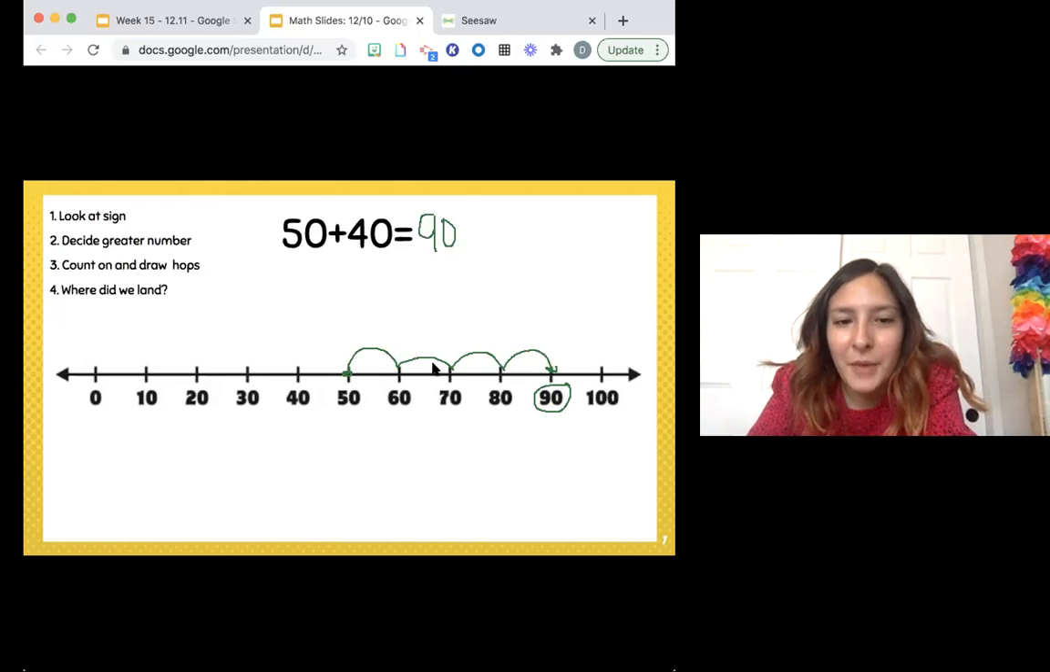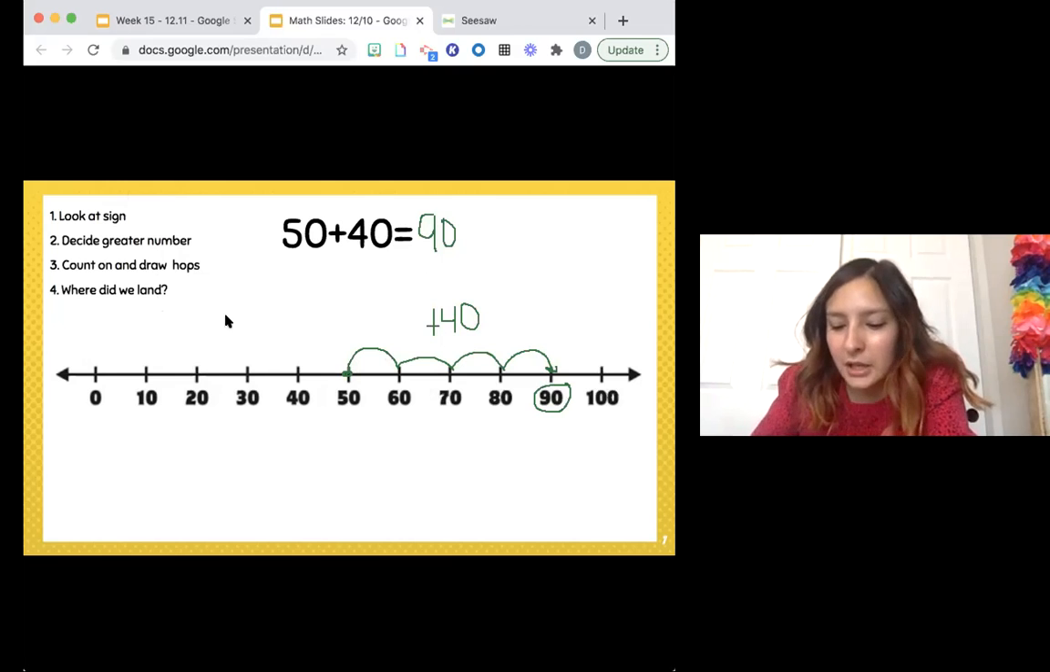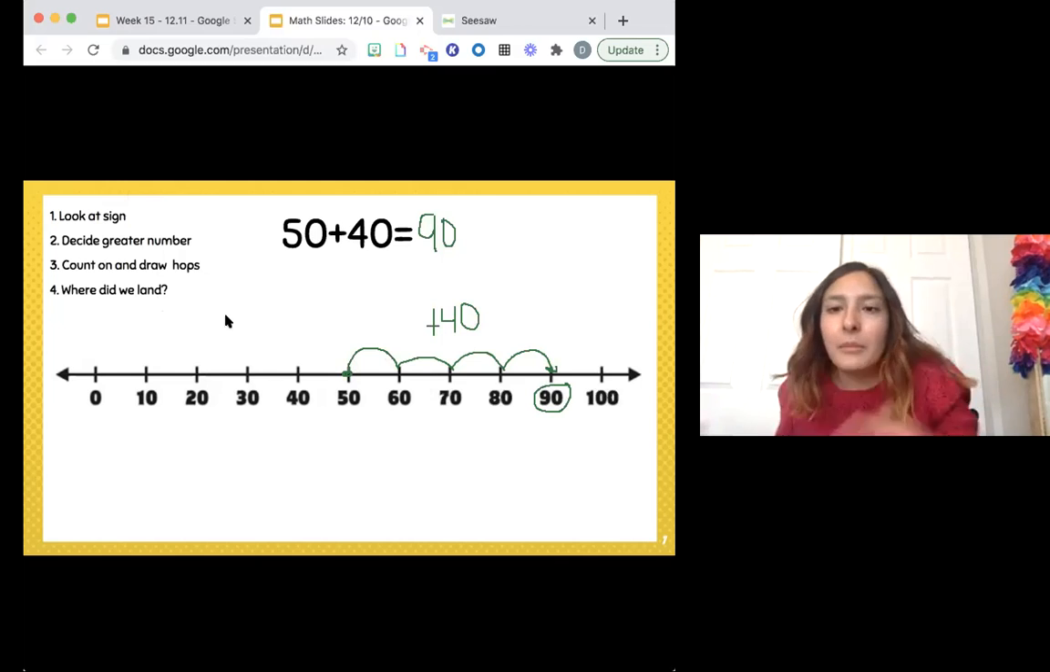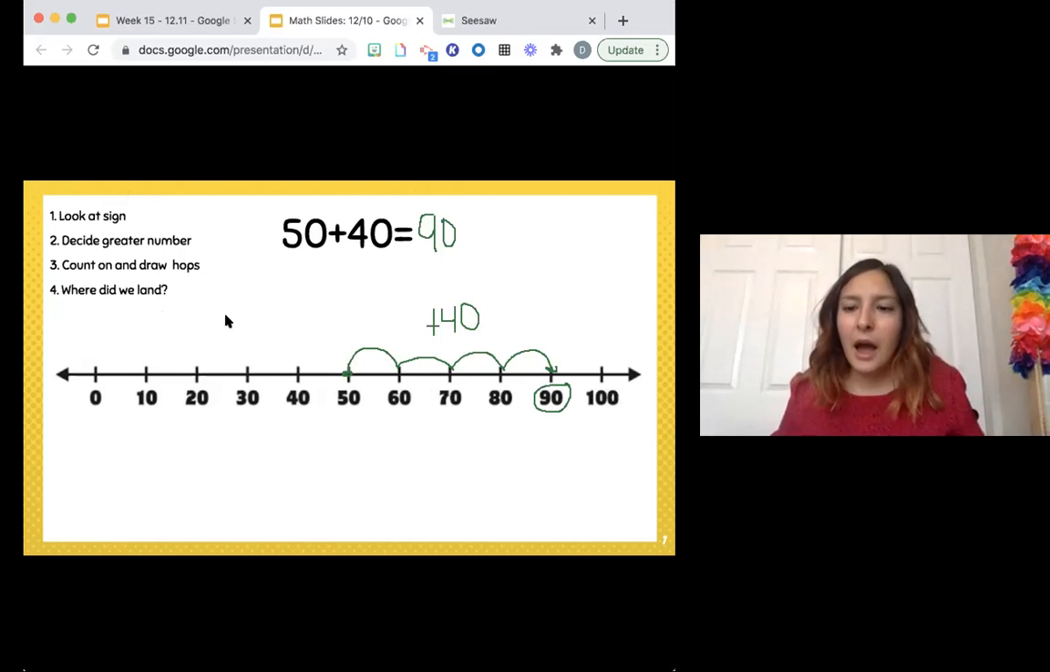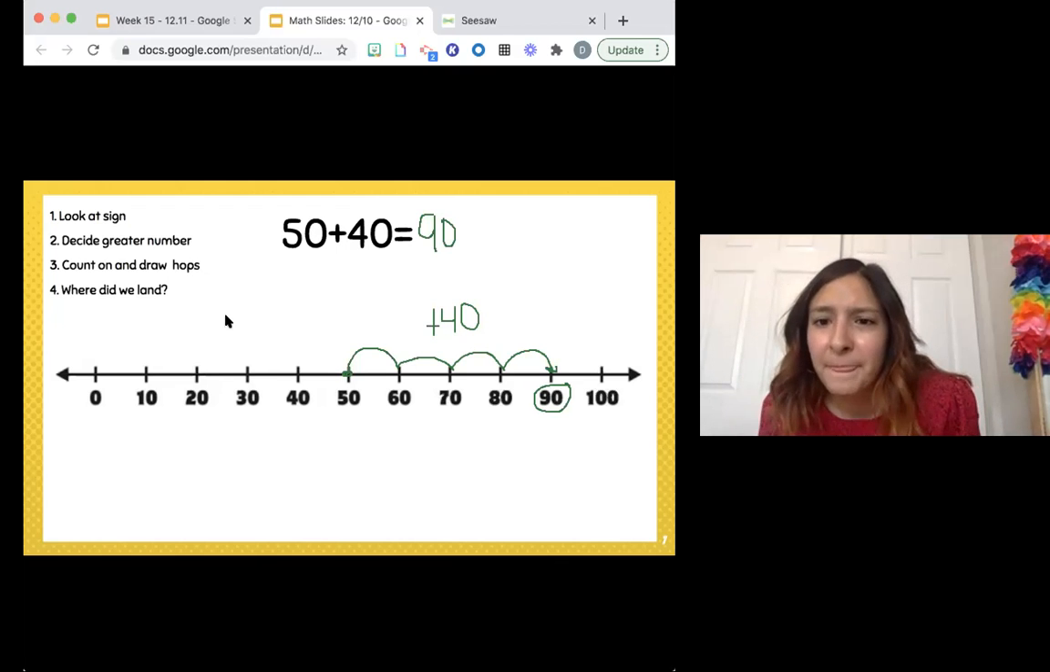Now really quick, for my hops, I added 40. I was counting on 40. And each hop, remember if I have one hop right here, that was counting on by 10, okay? So I went through all of my steps. Now, your thinking job, while I was thinking aloud, was to see how many groups of 10 I was counting on. So show me on your fingers, how many groups of 10 was I counting on? Show me on your fingers.